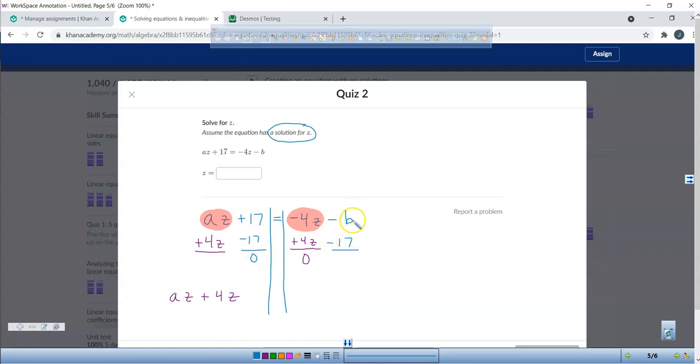Are these like terms? Now, I know that some people are like, that's a 6. No, that's not a 6. It's the letter B. Are these like terms? No. So technically, it's negative b minus 17 more. Equal sign. Boom. Can't combine them. Not like terms. All right, here we go.